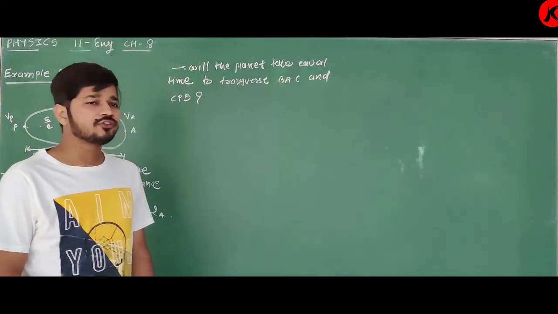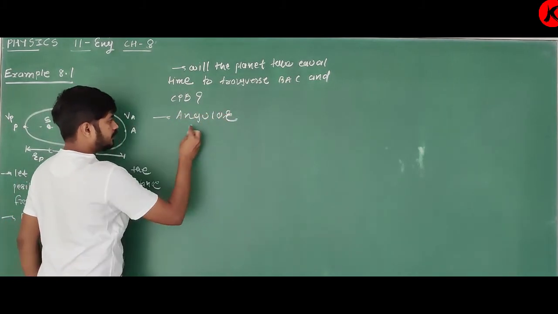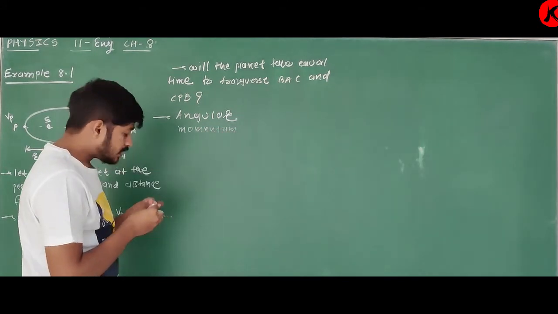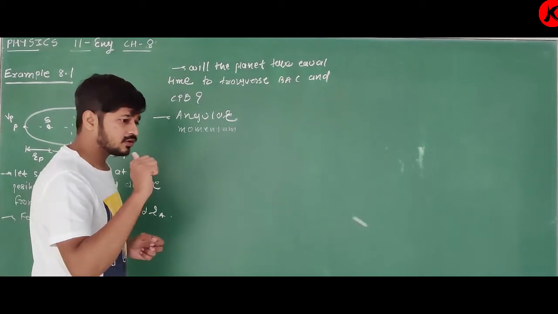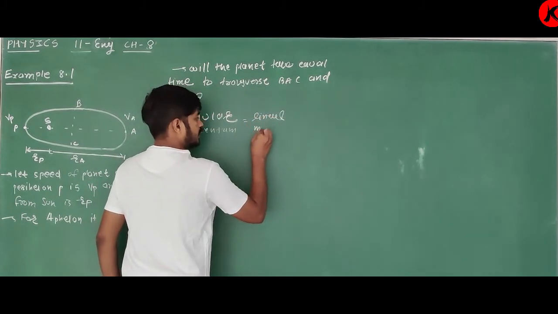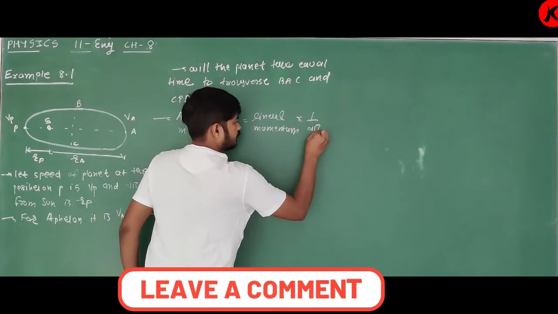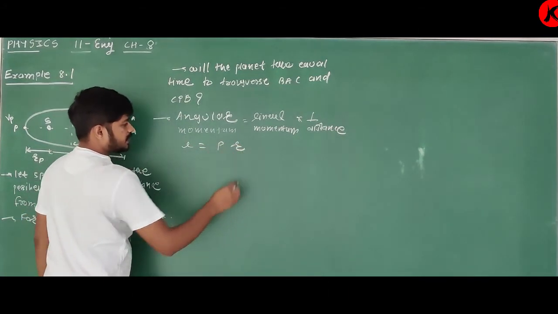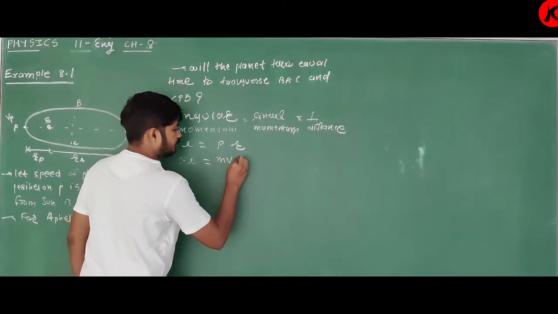But first of all, what is the equation of angular momentum? Angular momentum is equal to linear momentum into perpendicular distance. So here I can say L is equal to PR, and therefore L is equal to mvr, since P means mv.